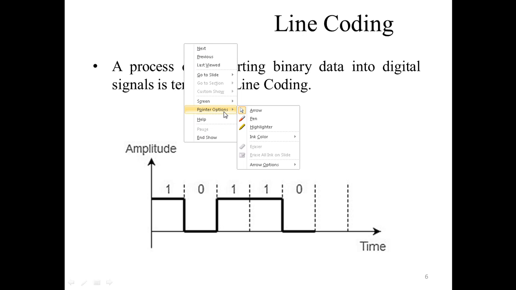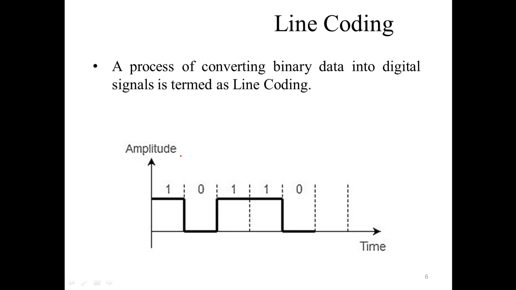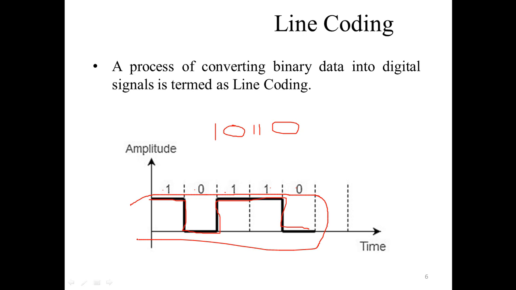If you have a digital signal, let's say 10101, this is your digital data basically, and you want to convert this digital data into a signal. So you can see that we have converted the data into a signal, 1011 and 0. So this is the signal generated by the digital data.